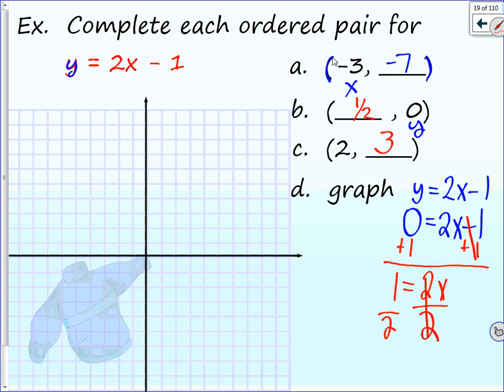Let's try -3, or does anyone want to graph the point? Brennan? And again, if you don't have your own ruler at any point, you can get up and grab one from my drawer. Just be sure to return it.